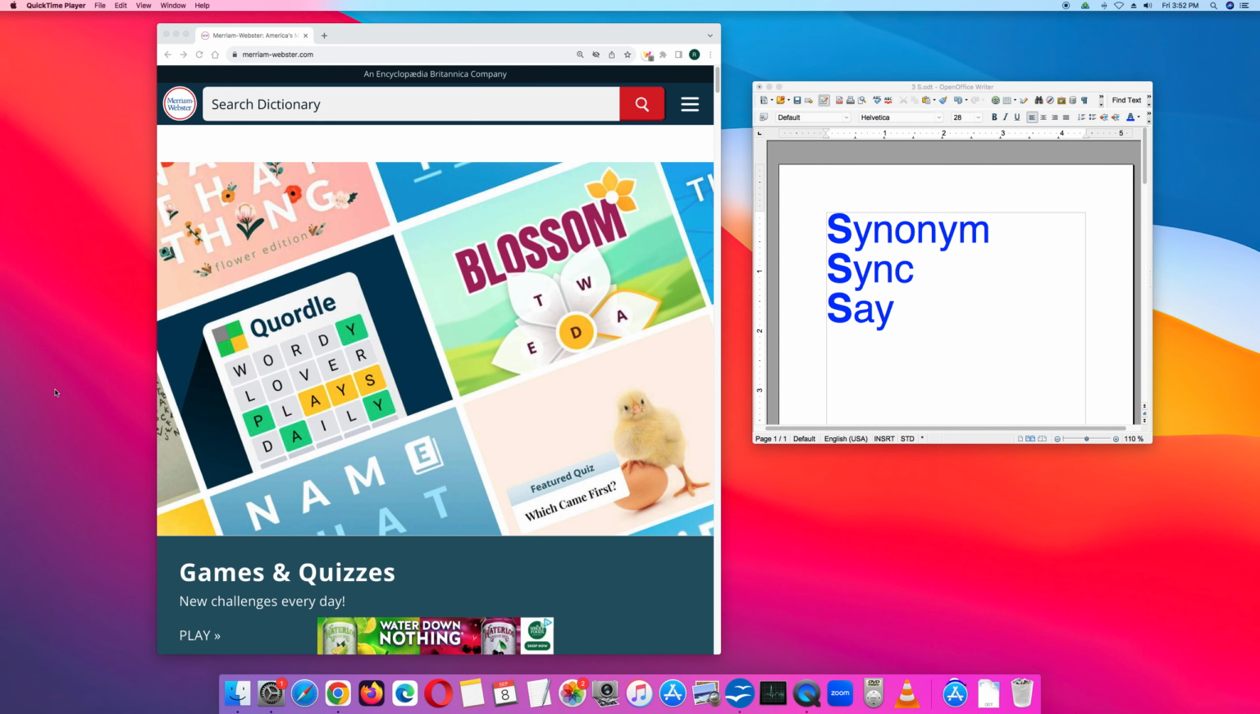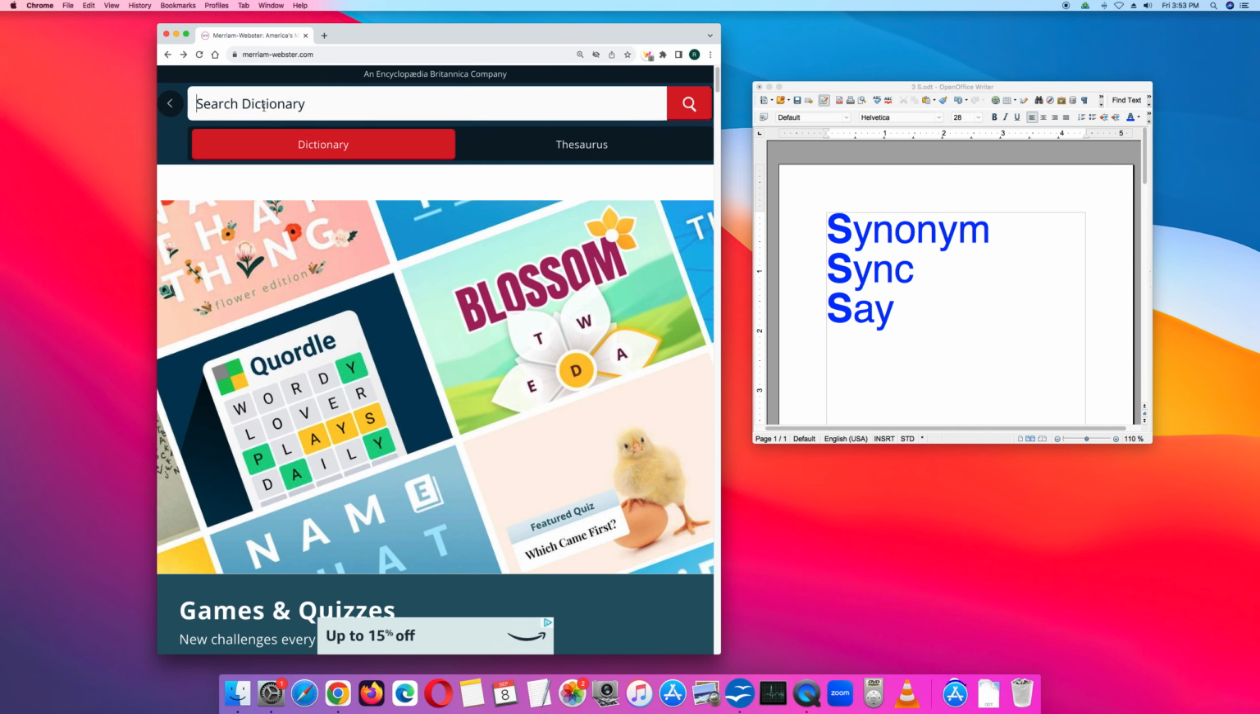Memorizing vocabulary efficiently. Hello, in this video I'm going to show you how to memorize vocabulary words using my 3S system, which I developed and used to memorize 2,000 vocabulary words for the SAT. 3S stands for Synonym, Sync, Say. First, go to the Merriam-Webster Dictionary webpage. I'm going to demonstrate my 3S system with a word, diagram.